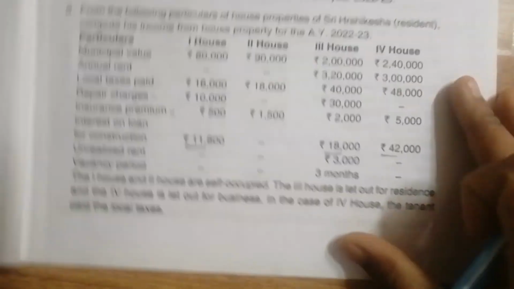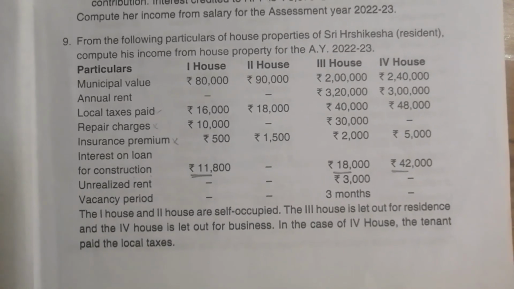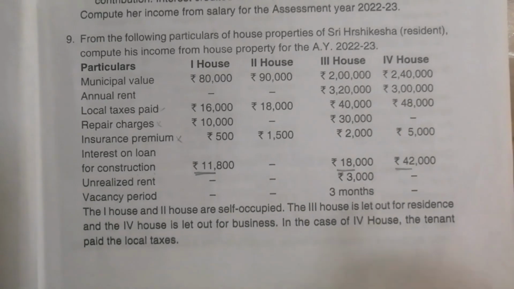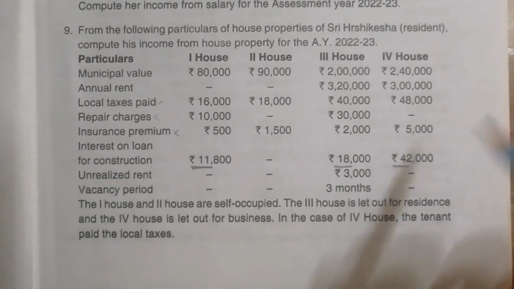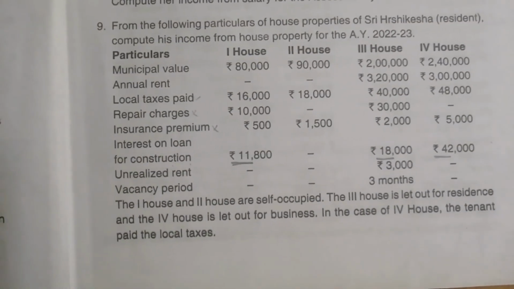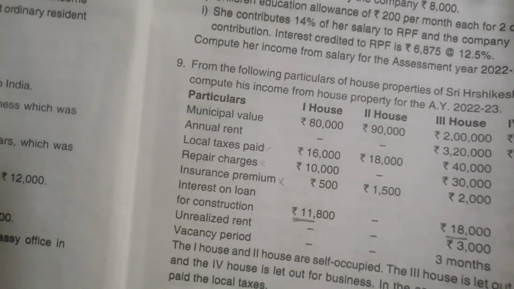Next question. From the following particulars of house properties of Sri Rikshesha, a resident, compute his income from house property for the assessment year 2022-23. So, there are house 1, house 2, house 3, house 4, with municipal rental value and income tax details.